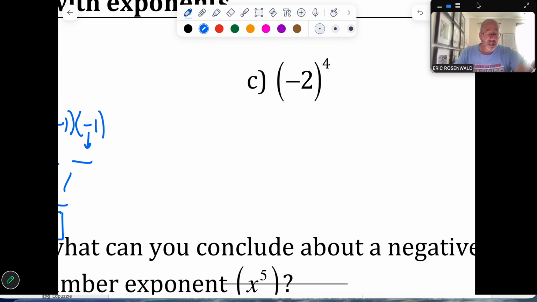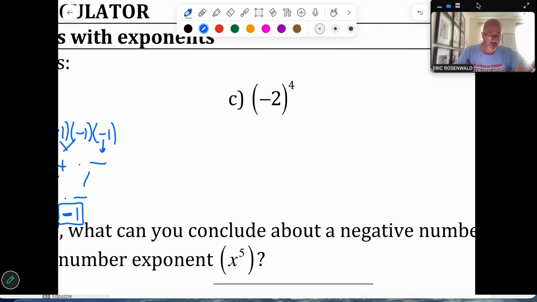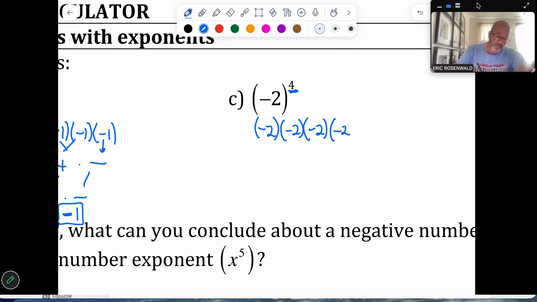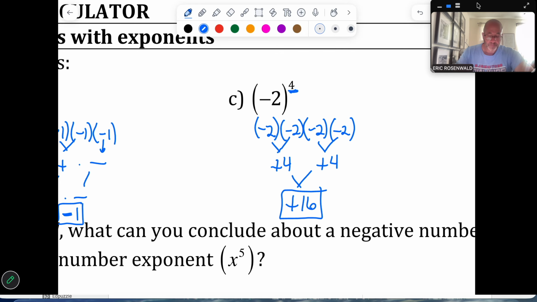Okay, let's go back to a different number than 1. Let's go to 2. Ready? This 4 implies that we have a -2 written 4 separate times. That's what the exponents mean. And so we have a negative times a negative, which is a positive. We have a negative times a negative, which is a positive. And then we have a positive times a positive, which is a positive. And when I say 2 times 2, that's 4. 2 times 2 is 4. And then 4 times 4 is positive 16.